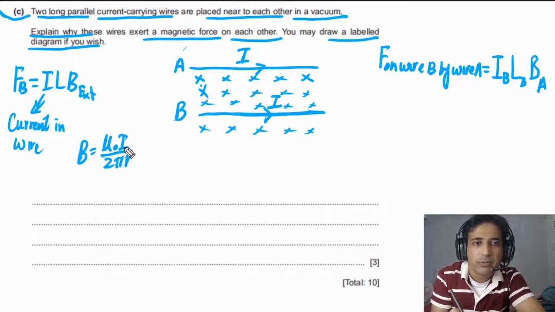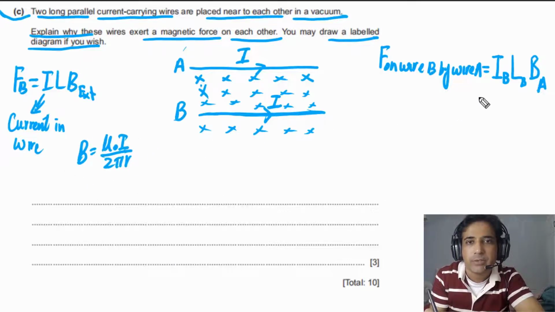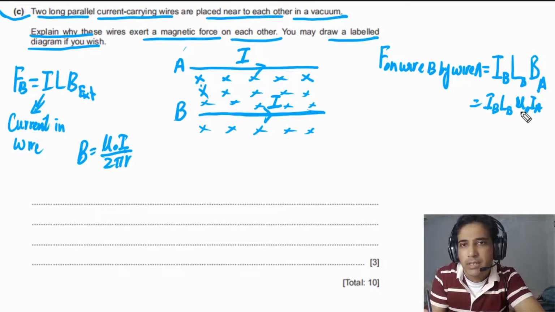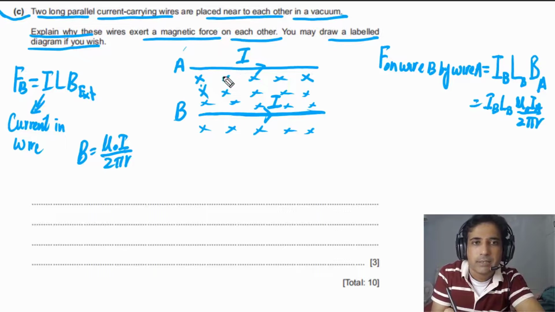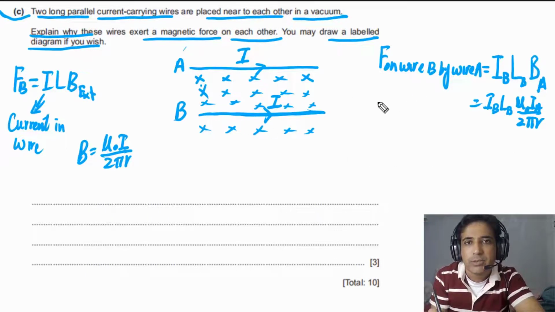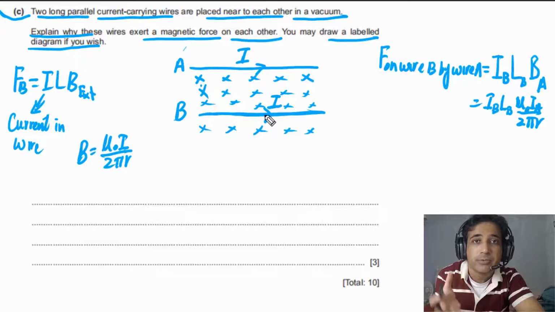If you need to calculate, we can also use this formula and we can calculate. If you want to use this formula, for example, in this case, you will get this is I_B and here you have L_B. So the B will be equal to mu naught I_A divided by 2 pi r. And r is the distance between these two wires. So you can calculate magnitude of magnetic force as well. But in this case, we are only interested why this will experience a force. We don't need to calculate magnitude.